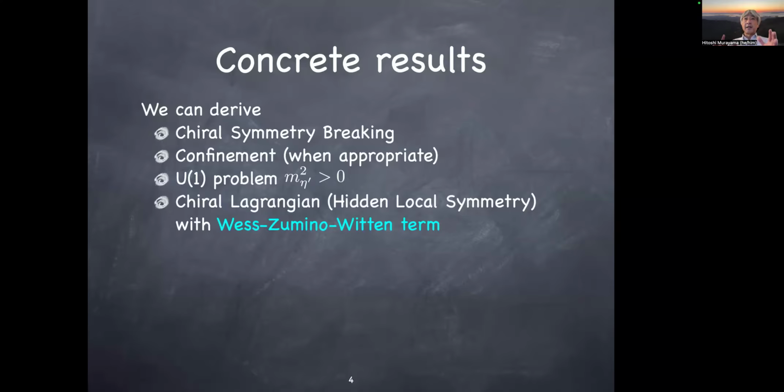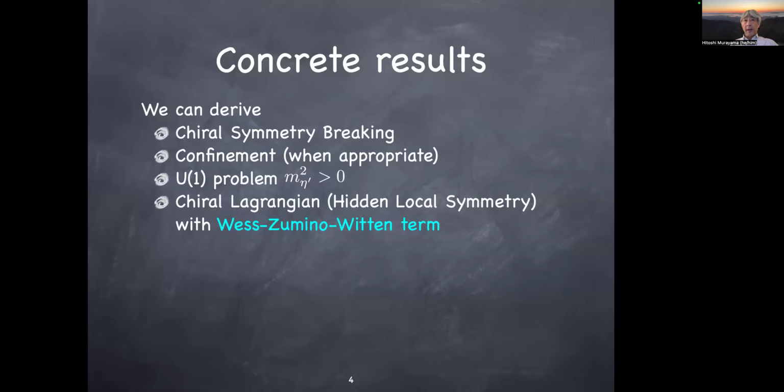The chiral Lagrangian is also not a jump from the UV theory of the gauge theory to the IR theory of the mesons. This is something we can derive from the original UV theory. And it comes with this idea called hidden local symmetry, which is supposed to be sort of the principle behind the chiral Lagrangian. I will tell you what that is in a moment.